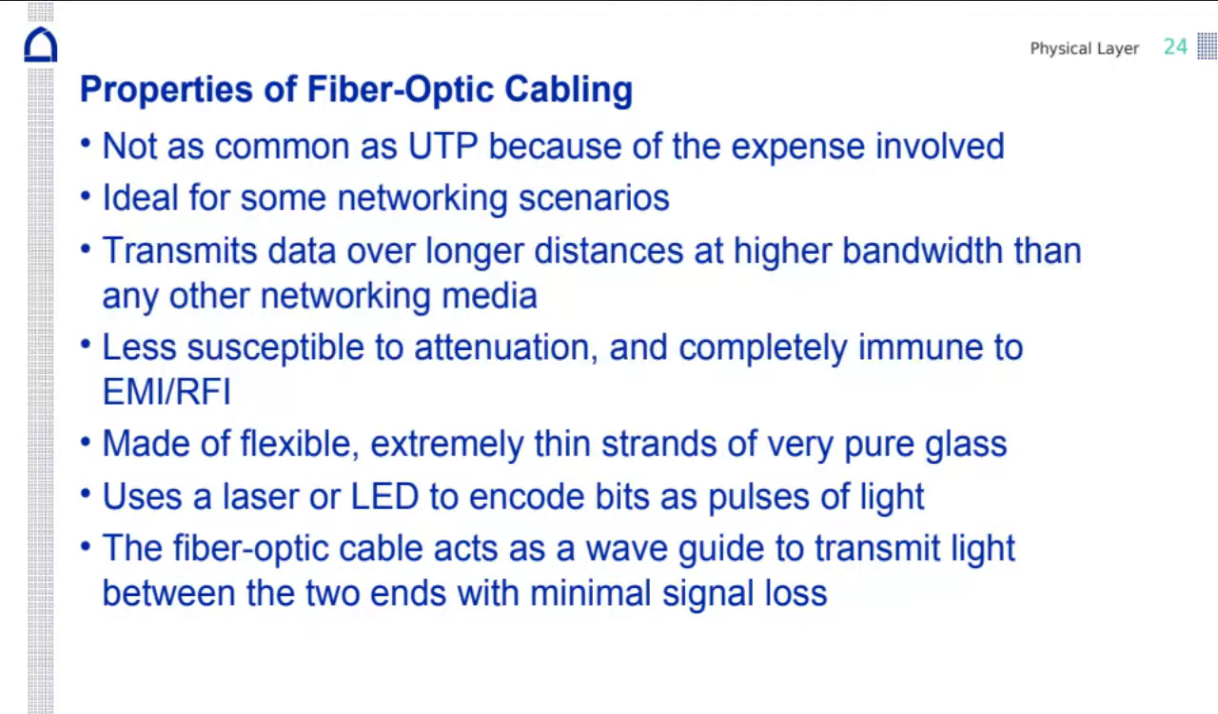It is made of flexible and extremely thin strands of very pure glass. It has to be very pure. It uses a laser or LED to encode bits as pulses of light. In your fiber, there will be pulses of light or laser. The fiber optic cable acts as a waveguide to transmit light between the 2 ends with minimal signal loss. So that's why it's not recommended to look at the other end of the fiber optic cable while it's running.